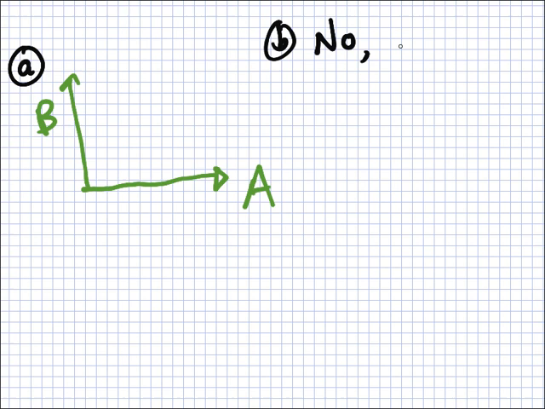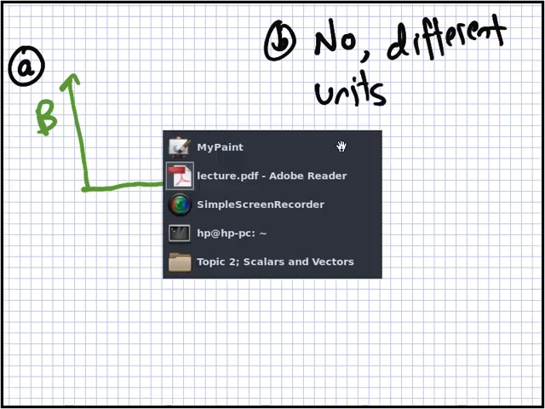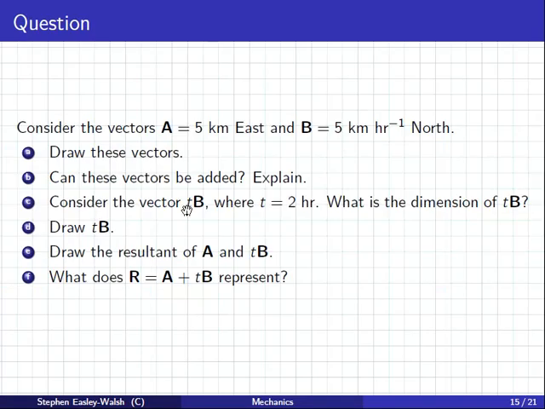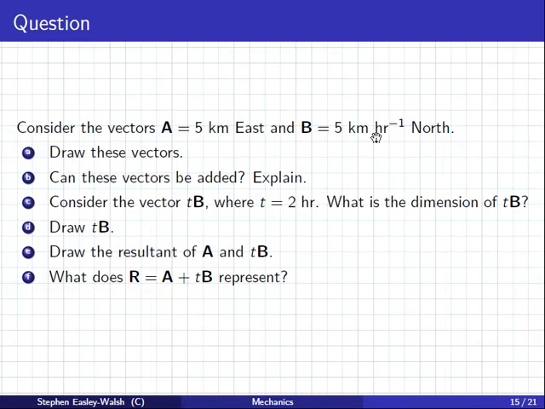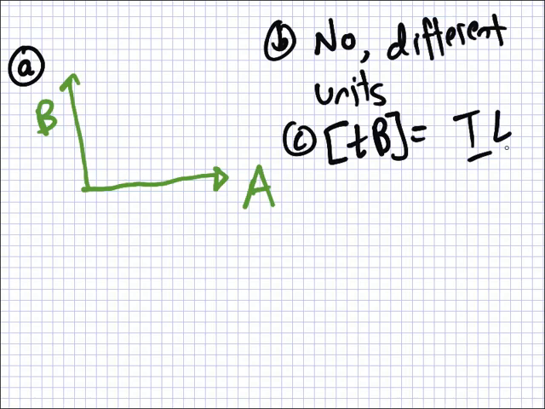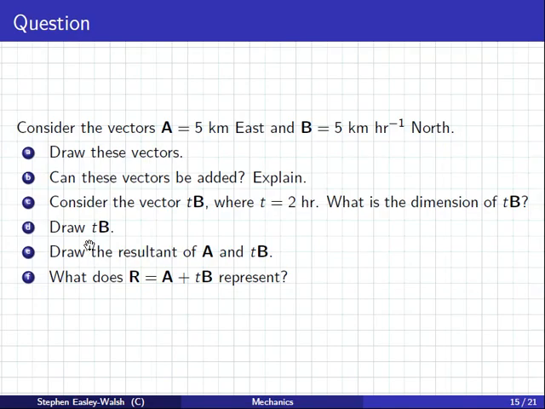Because what's different? Different units, isn't it? Yeah. Consider the vector TB, where t is 2 hours. What is the dimension of TB? Well, what's the dimension of t? This is time, and then b was length per time. So as you said, the answer is it's of length. Yeah, okay.